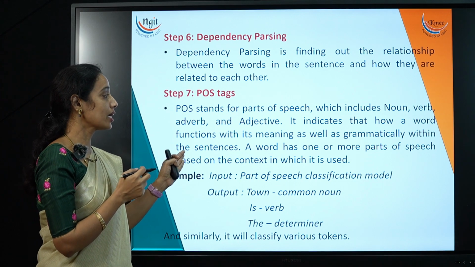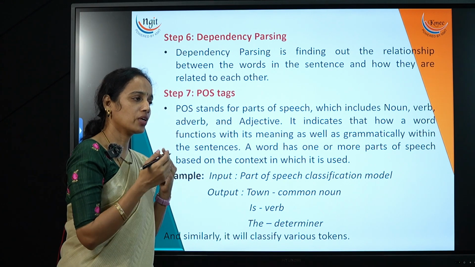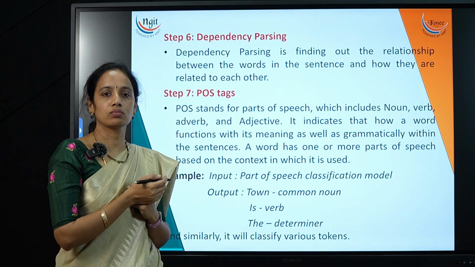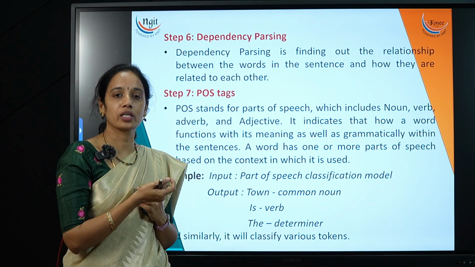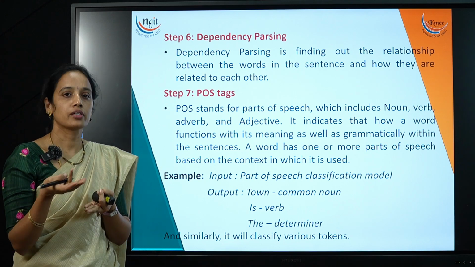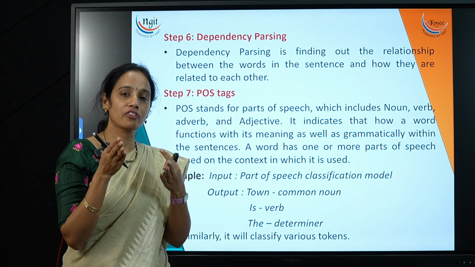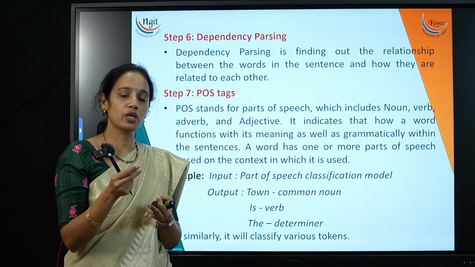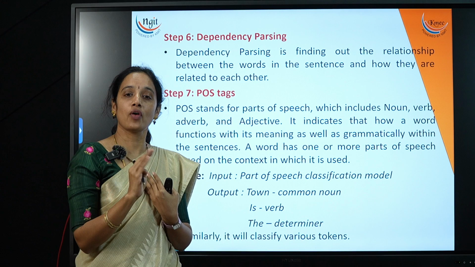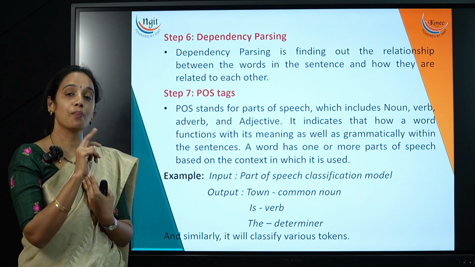A word can have one or more parts of speech based on the context in which it is used. Suppose you take the example of book. In one context, book may be a noun, that is a textbook which we are going to read. Suppose I want to book a flight ticket or a train ticket, then in that case book becomes a verb. That means depending on the context, each word may have different parts of speech tagging, so we need to find that out. With the help of NLP, it uses a technique called parts of speech tagging.